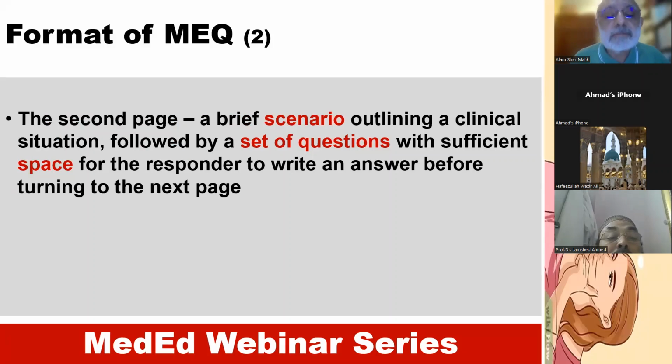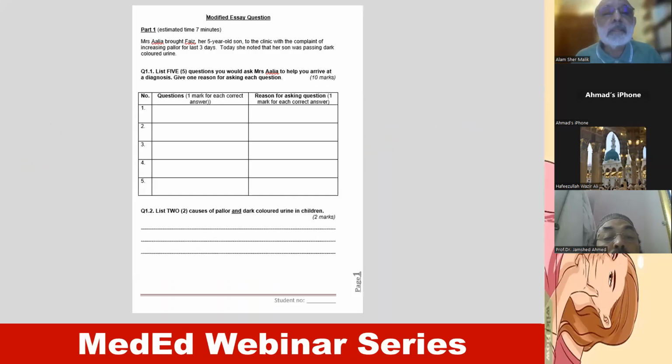The second page provides a brief scenario outlining a clinical situation. Like the definition we talked about, the essay question consists of a statement explaining or presenting a problem, and then it is followed by a set of questions with sufficient space for the responder to write an answer before turning to the next page. Here is an example.